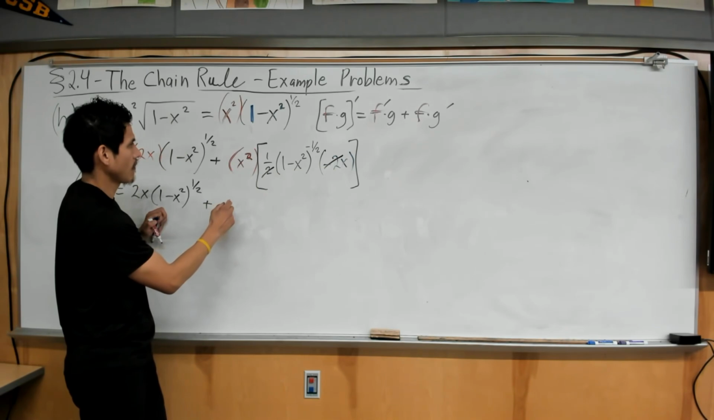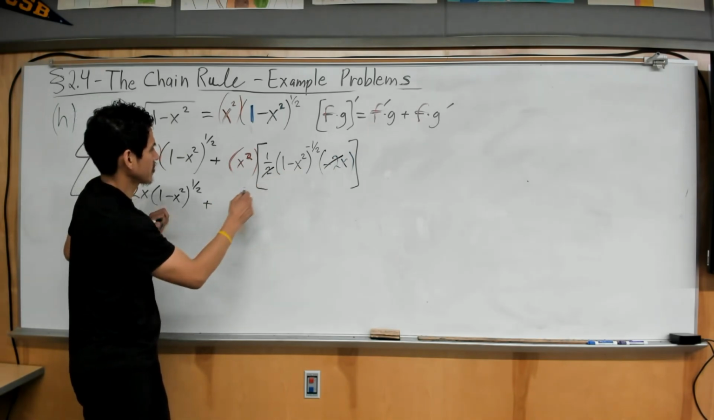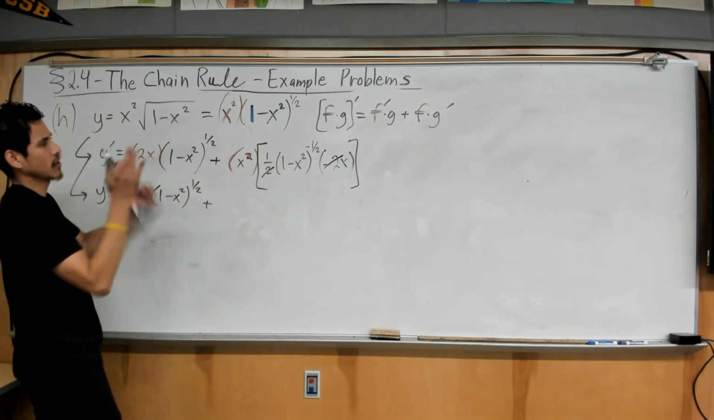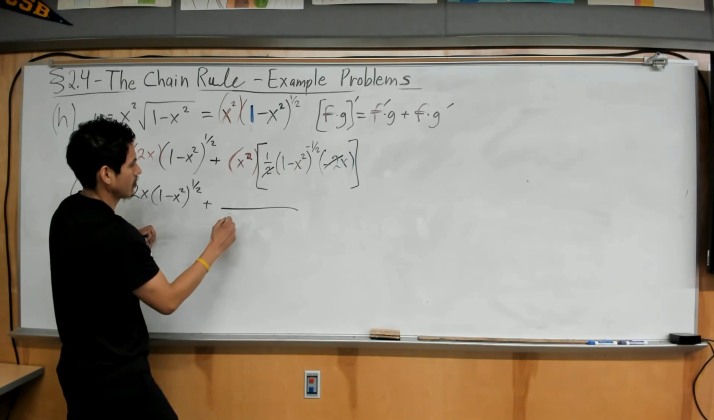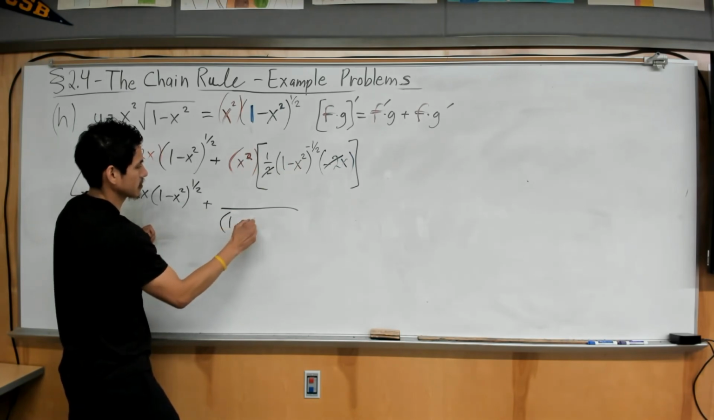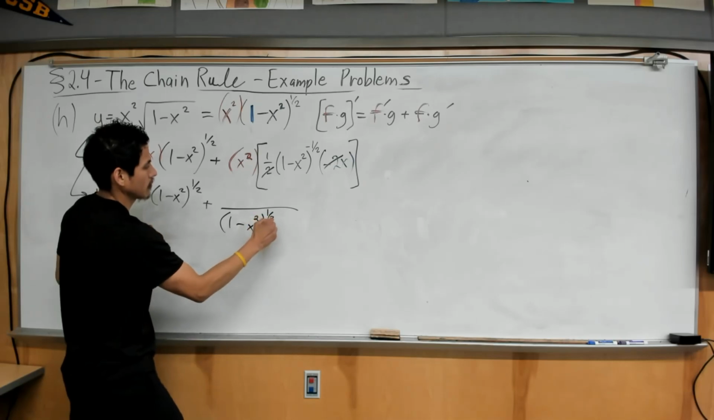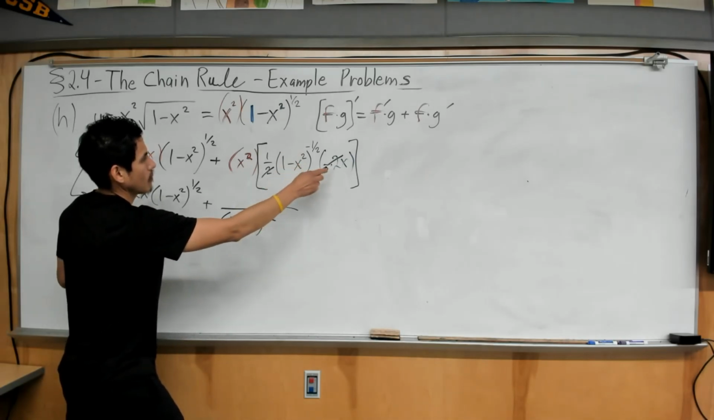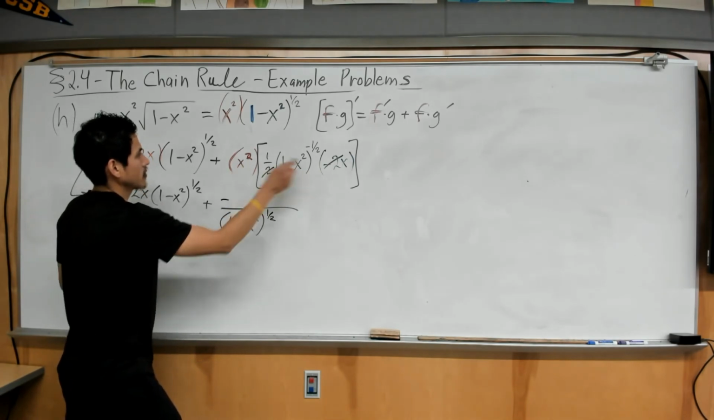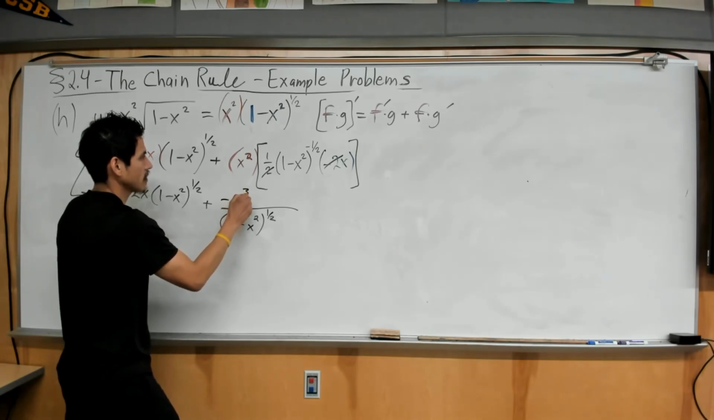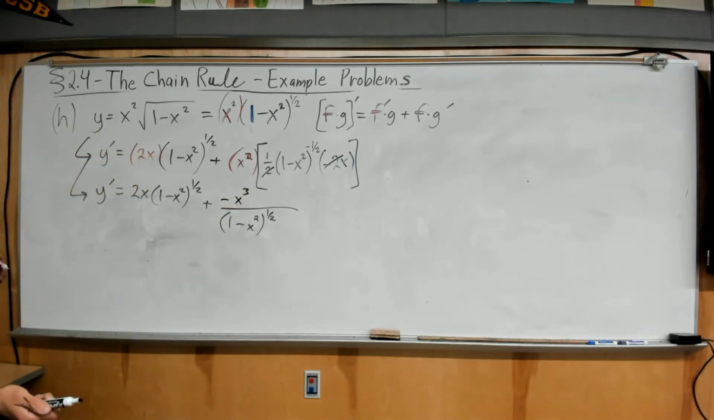Plus, so we have an x on top. So what's going on here? So this is in the bottom. So 1 minus x squared to the 1/2 minus x squared times an x, minus x cubed, right? Let me step back to make sure I didn't screw up something. Okay, yeah, it looks good so far.